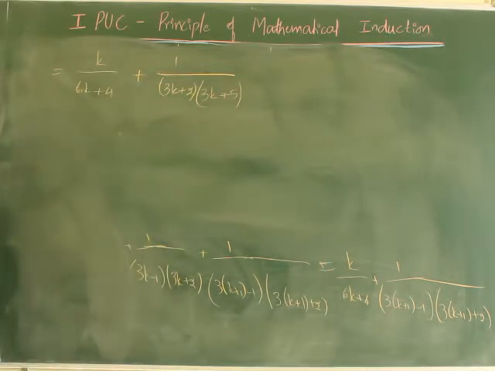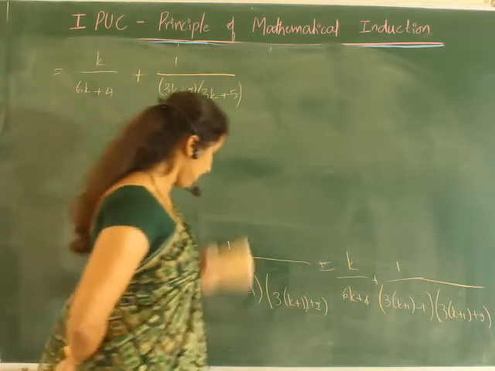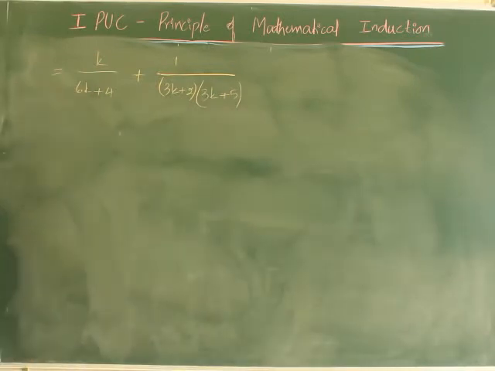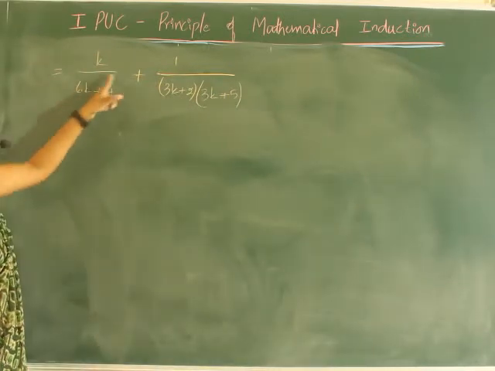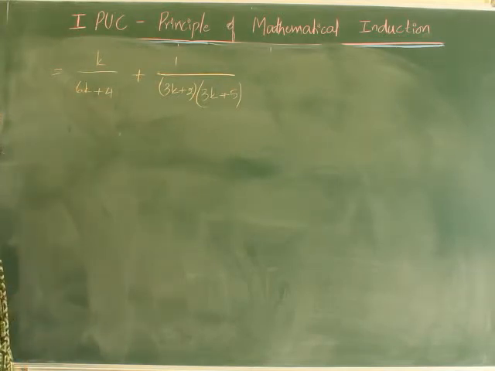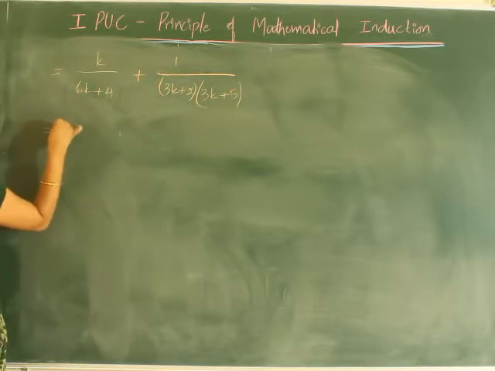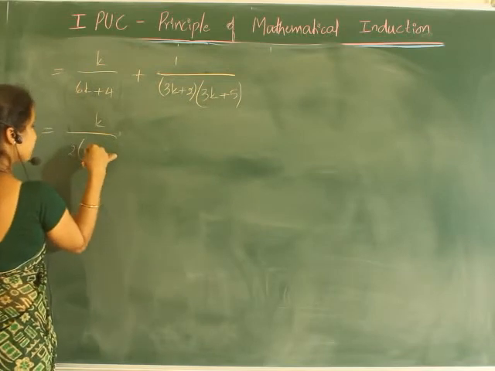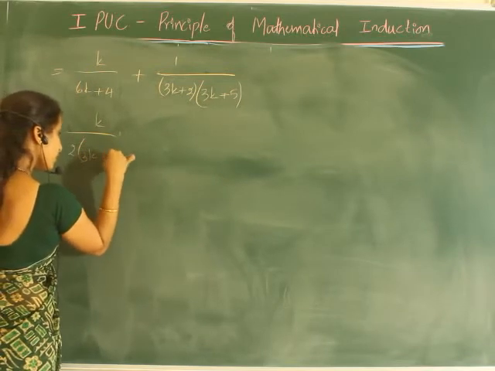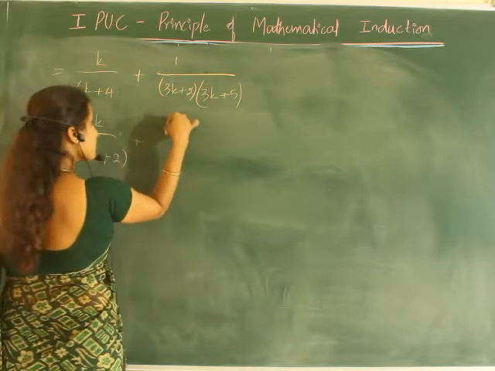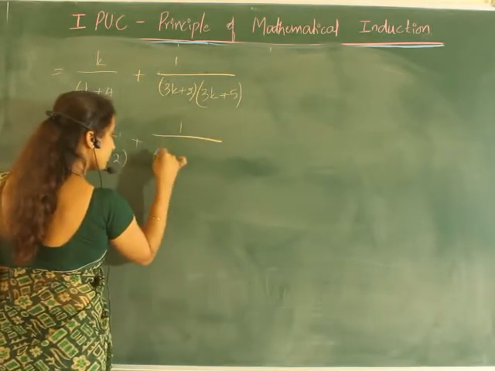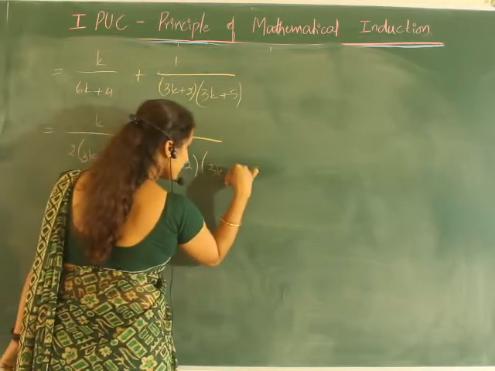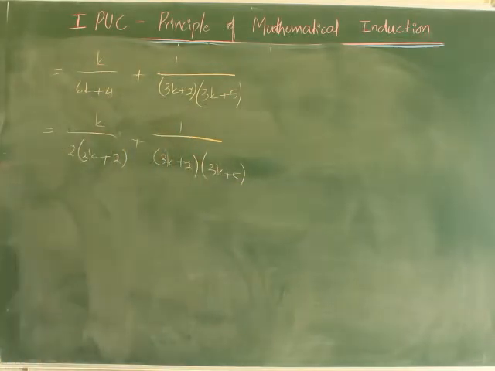Next, how to simplify the remaining one, how I can compare or how I can continue. So here to continue, I'll take what is common here, 2 is common, so I'll take common term 2, k by 2 into 3k plus 2, plus 1 by 3k plus 2 into 3k plus 5.